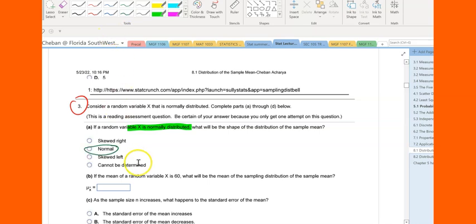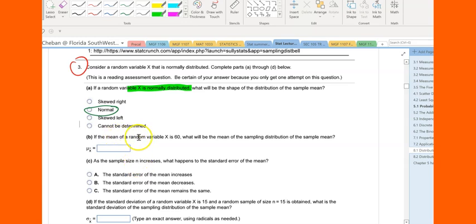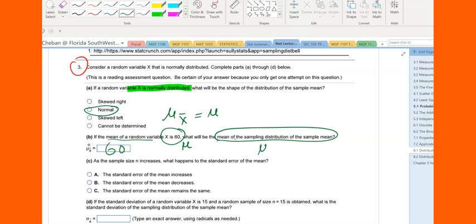Makes sense? If the mean of the random variable X is 60, what is the mean of the sampling distribution of the sample mean? That means what is mu x bar, which is also 60, because mu x bar is the same as mu. Remember that 60 is the mean of the random variable, which is mu, and the mean of the sampling distribution, which is mu x bar, is the same as mu. Therefore this must be 60.